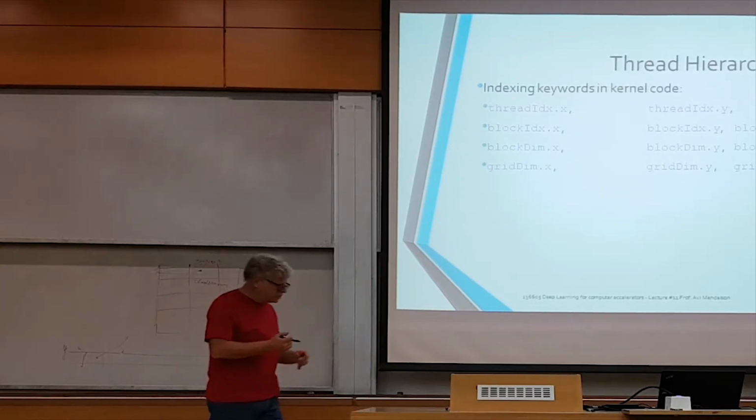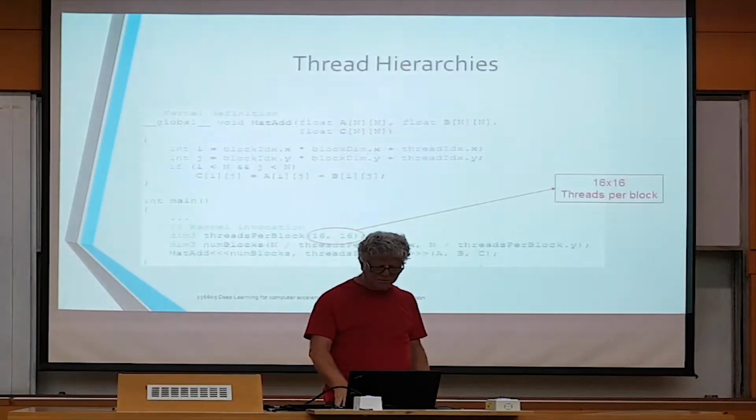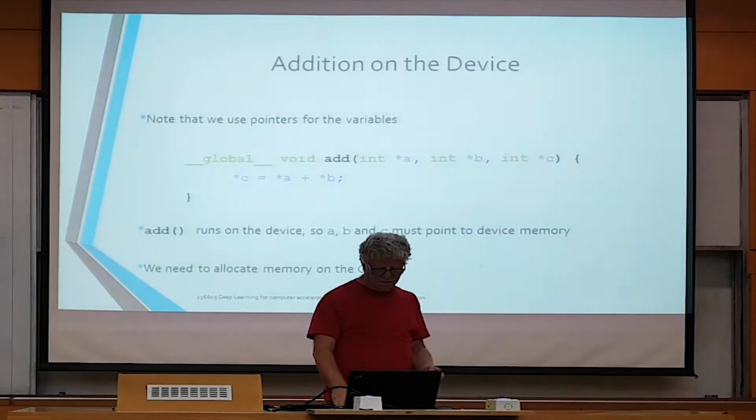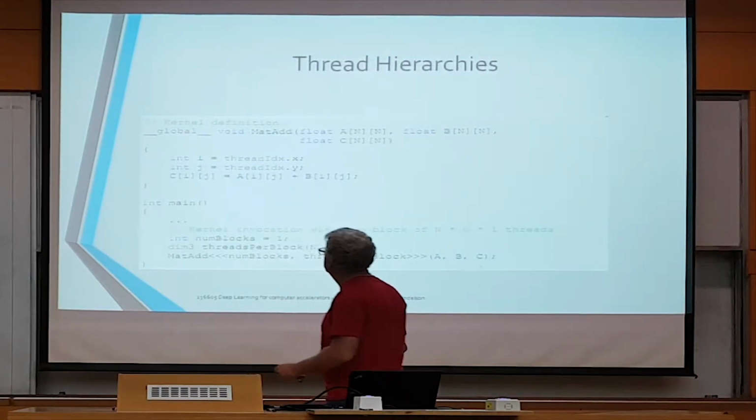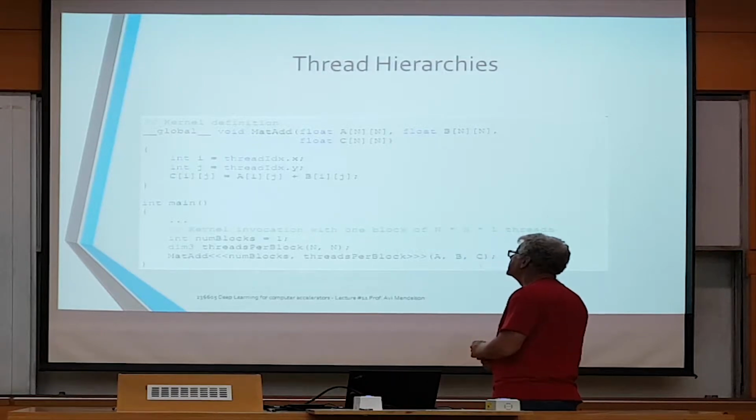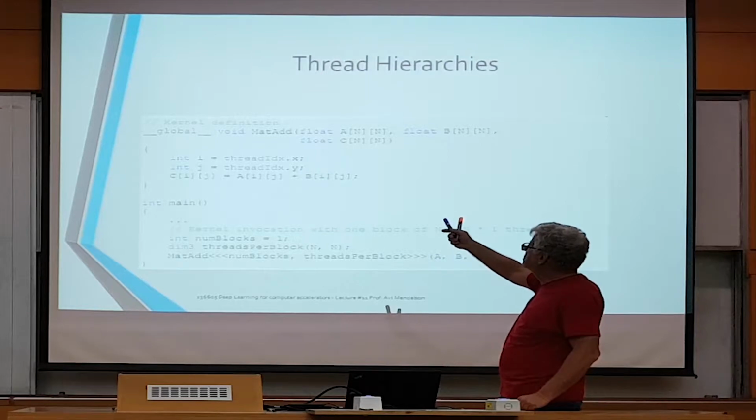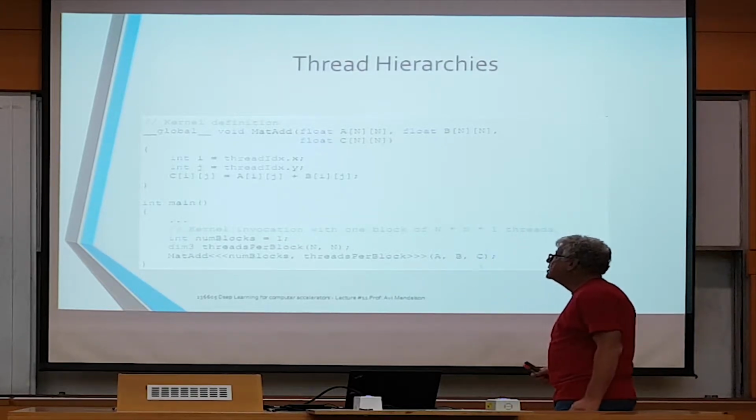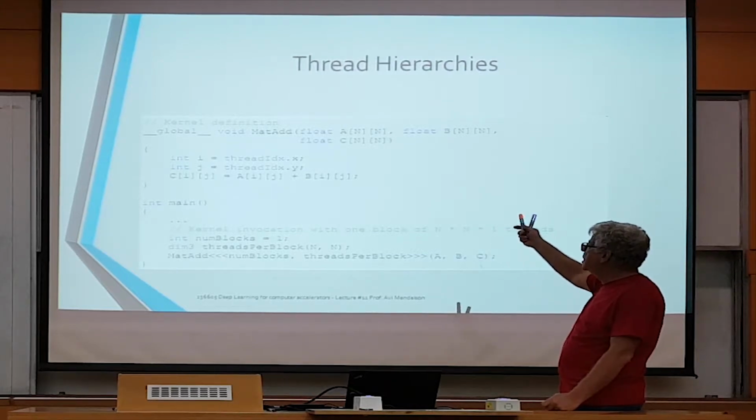So I will not go into all the details, but this is part of the complexity of writing the code here, but after you get used to it, it is okay. So int i is the thread index on x, int j is the thread index on y, and now C[i][j] equals A[i][j] plus B[i][j], etc.